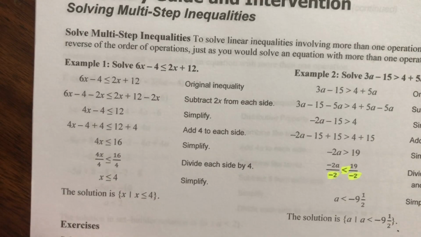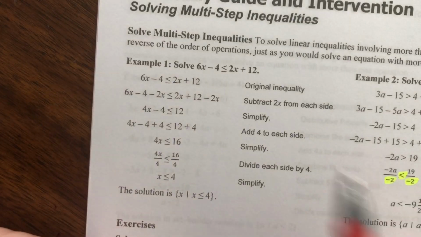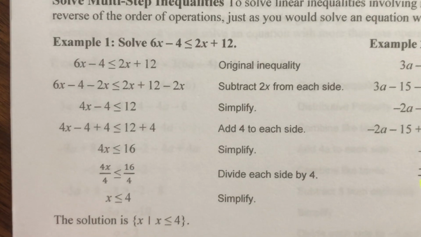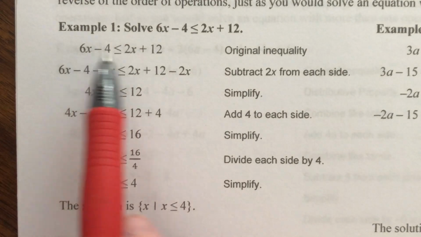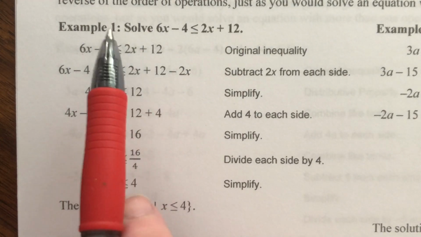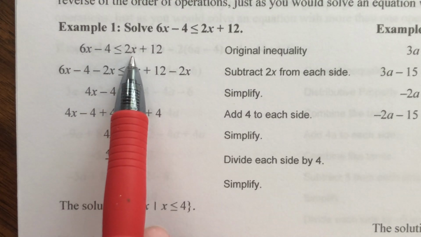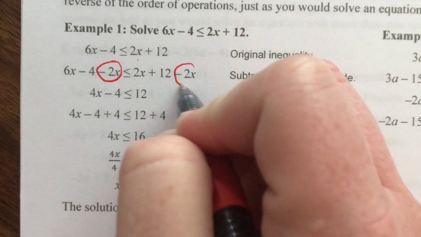Example 1. Solve 6x minus 4 is less than or equal to 2x plus 12. Here's our original inequality. Let me zoom in on this a little bit so we can focus on it. Okay, first thing I need to do is get rid of one of my variables because my goal is to get the variable alone on one side. So I always get rid of the smallest, that's 2x here. So they subtracted 2x here and 2x on this side.